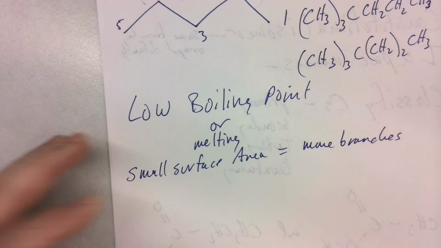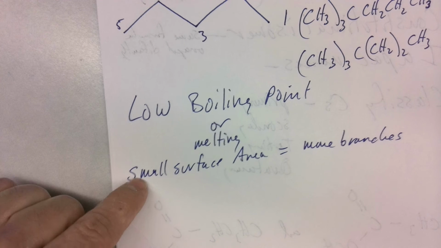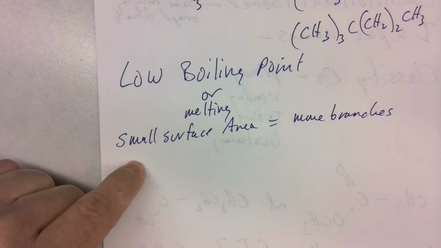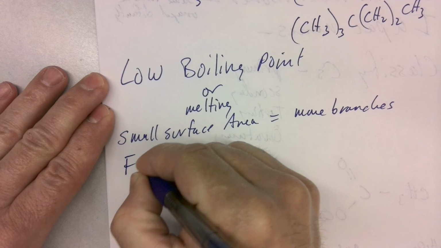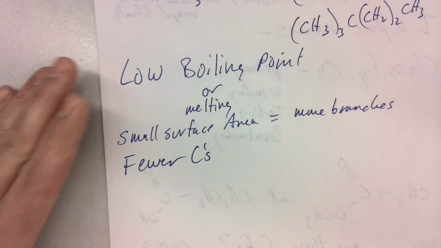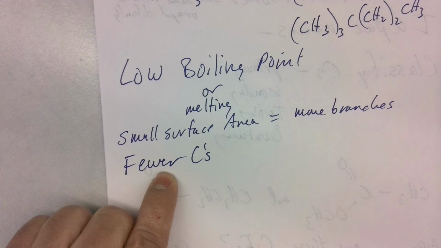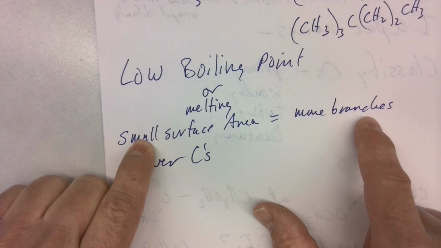Which means that if I have a straight chain versus a branched chain, the branched one is going to have a lower boiling point than the straight one. What was the other one? Fewer C's. So if they give you 2 compounds and ask which one has the lowest boiling point, it's going to be the one with the fewest amount of C's, or the one with the smallest surface area, which gives me the most branches.